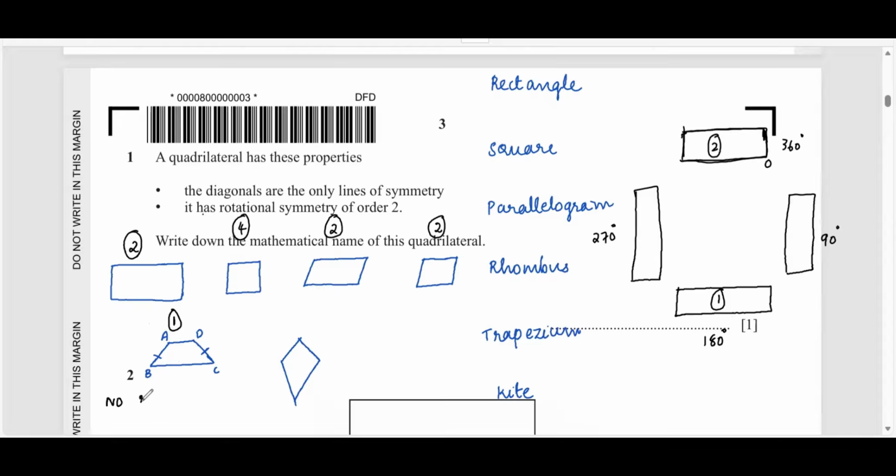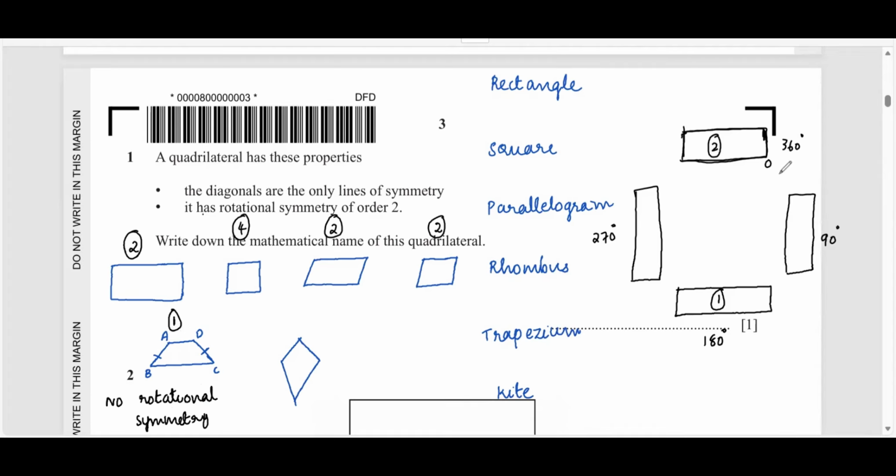No rotational symmetry, but when we say it in terms of order of rotation, it is 1. No rotational symmetry means the order of rotation is 1. The same thing happens for a kite as well.